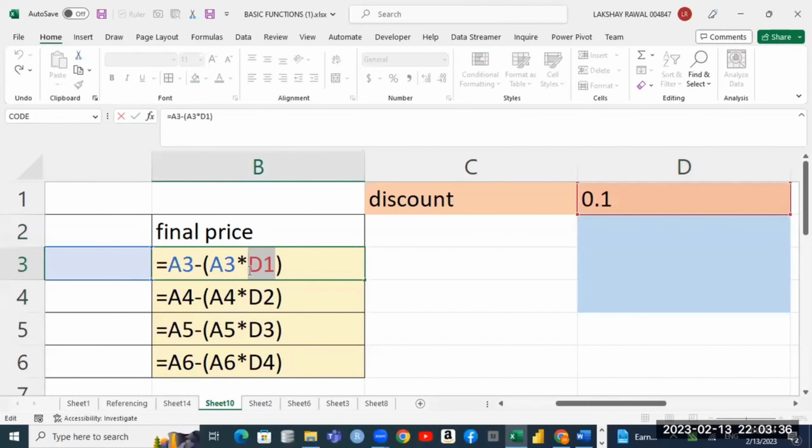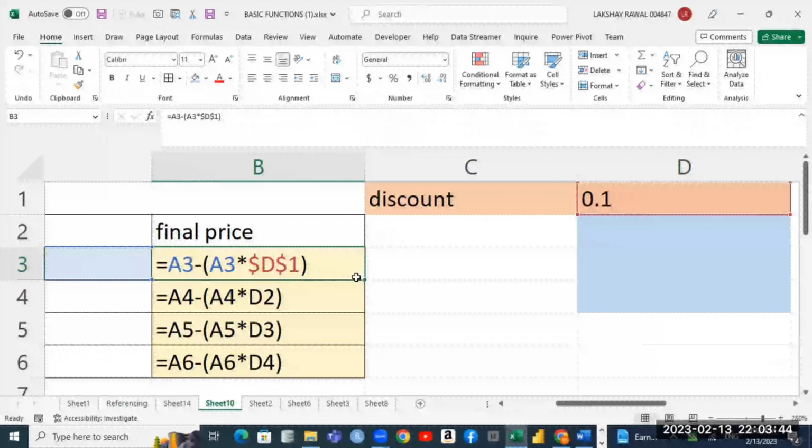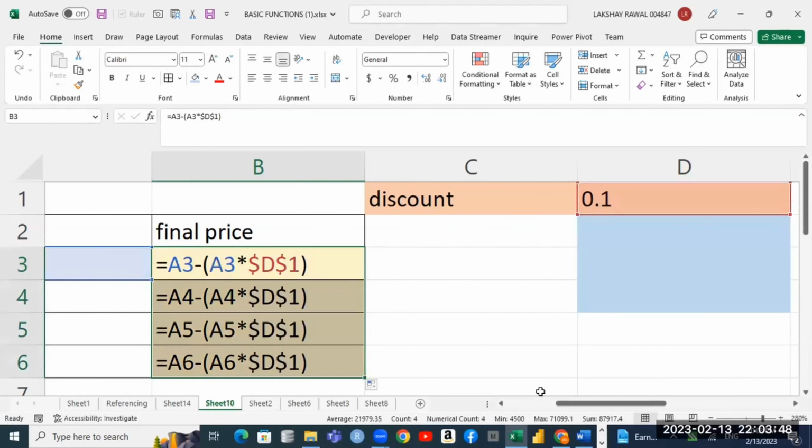I want to freeze this. It should always remain the same D1 in all the formulas. You have to freeze all the cells.